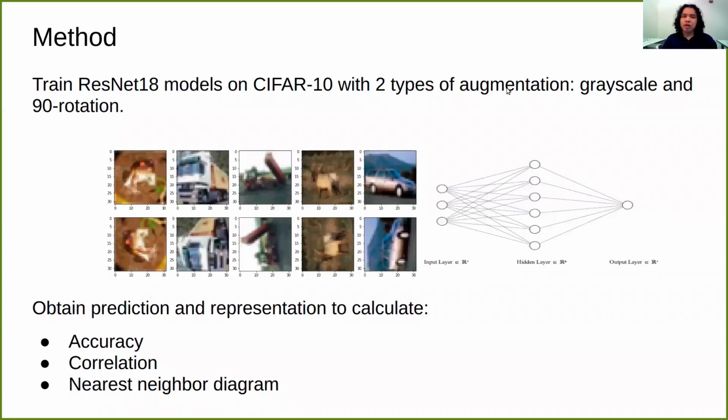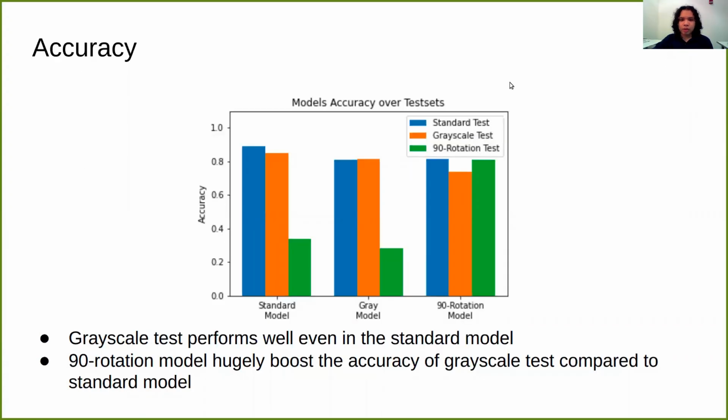To test our hypothesis, we trained ResNet-18 models on the CIFAR-10 dataset with two types of augmentation, which are grayscale and 90-degree rotation. We then obtained the prediction and representation of each model to calculate the accuracy, correlation, and the nearest neighbor diagrams.